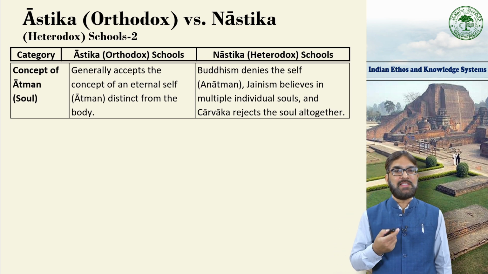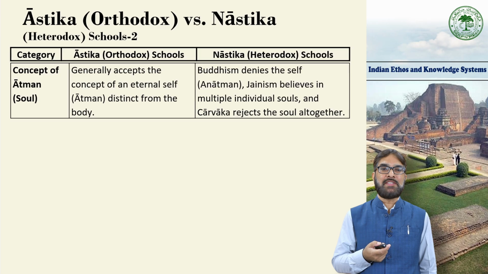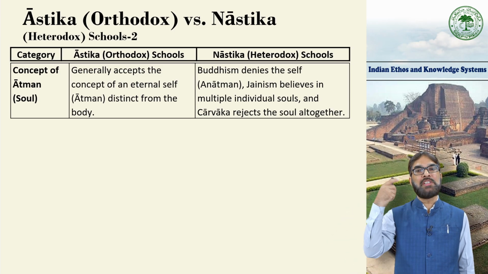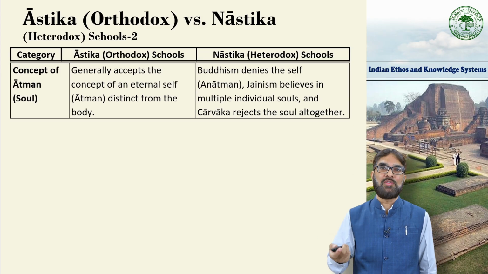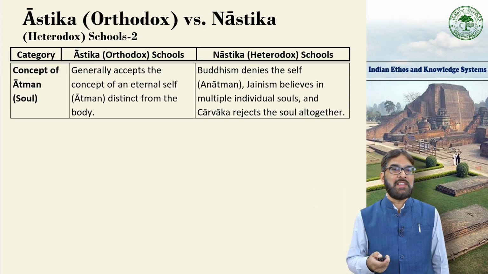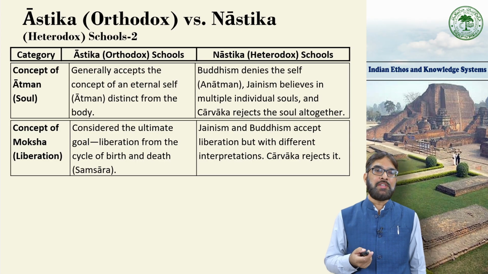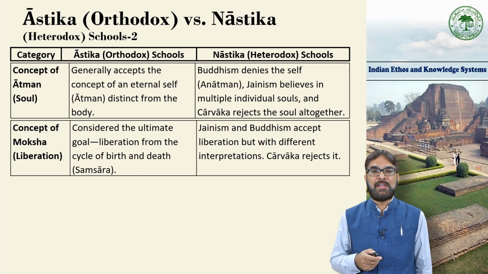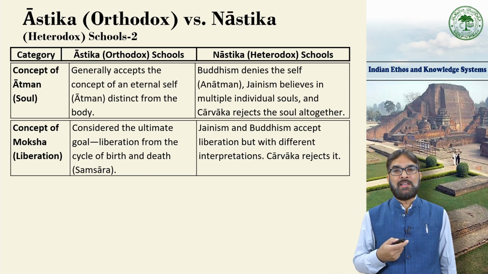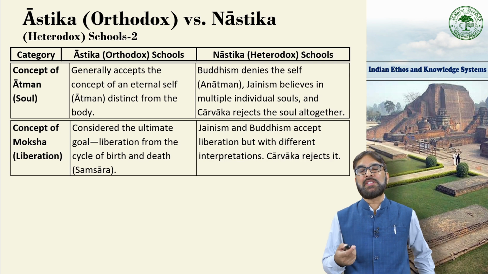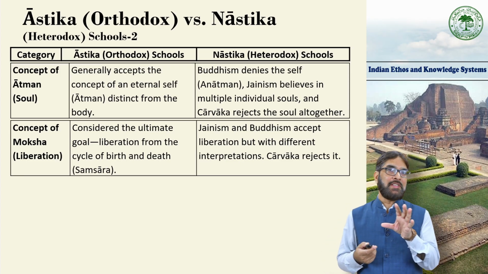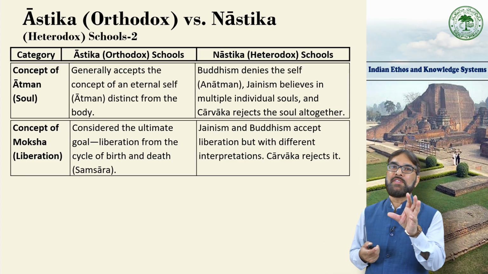Then again, the concept of Atma and soul. Astik schools generally accept the concept of an eternal self, that is Atma, distinct from the body. But in Nastik schools, Buddhism denies the self, that is Anatmavad. Jainism believes in multiple individual souls, and Charvaka rejects the soul altogether. So they have their own independent ideas. Concept of moksha or liberation: Astik schools consider the ultimate goal to be liberation from the cycle of birth and death, that is samsara. And in Nastik schools, Jainism and Buddhism accept liberation but with different interpretations. Charvaka rejects it.